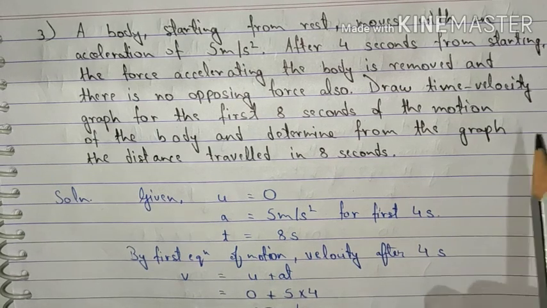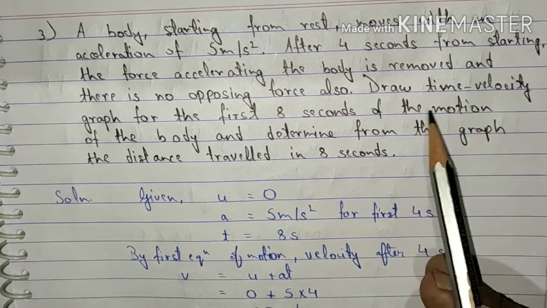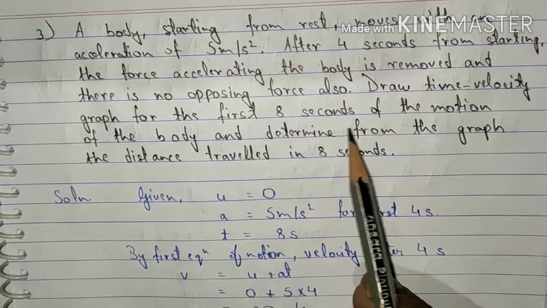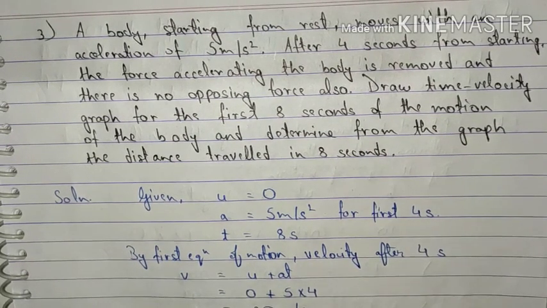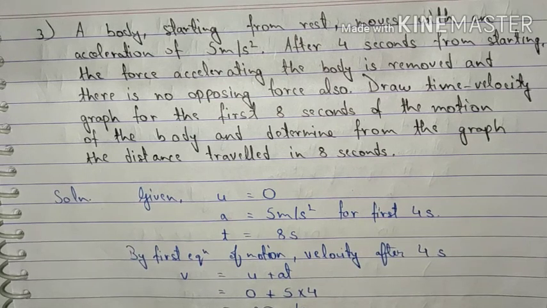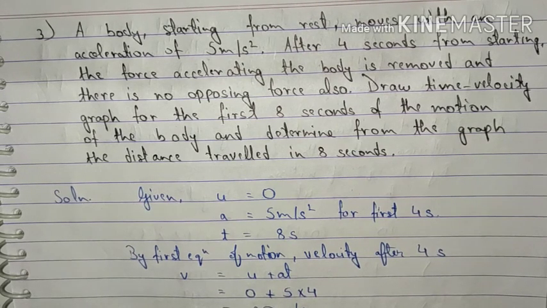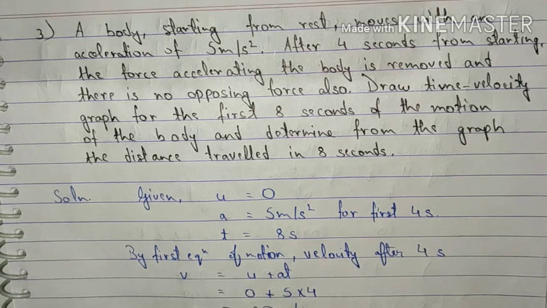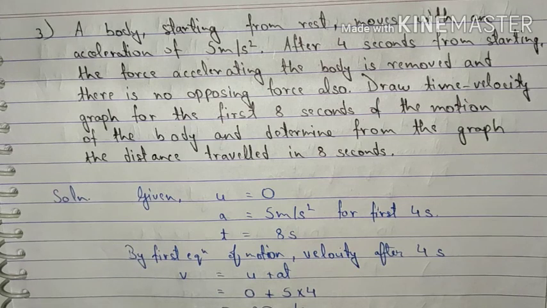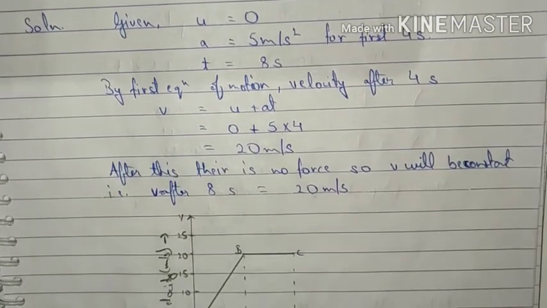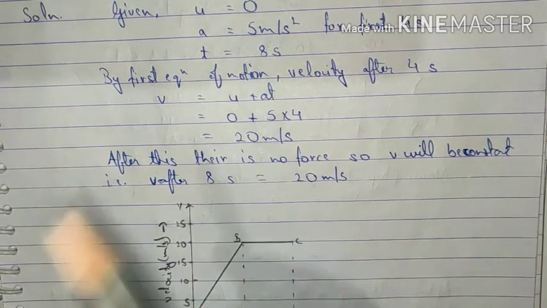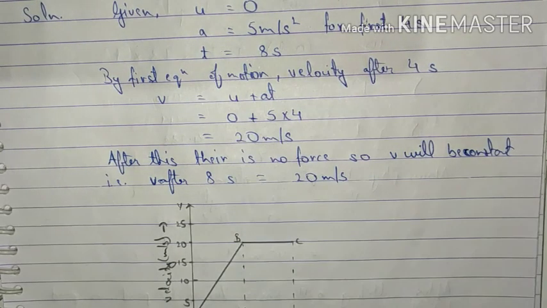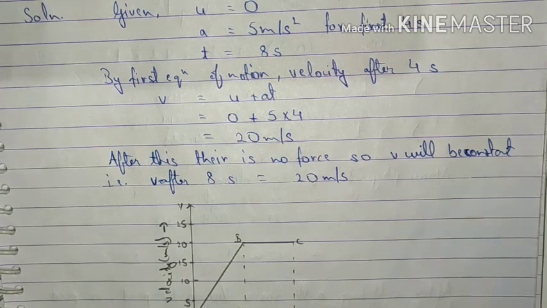Now what else is given to us in the question? That we have to draw time velocity graph for first 8 seconds. That means total time given to us is 8 seconds. And we have to determine from the graph the distance travelled in 8 seconds. So we will be making a velocity time graph, and then we are going to determine the distance from the graph. As I have already told you, I have written all the given things. That is, initial velocity is 0, acceleration is equal to 5 meters per second square for the first 4 seconds. Total time is equal to 8 seconds.